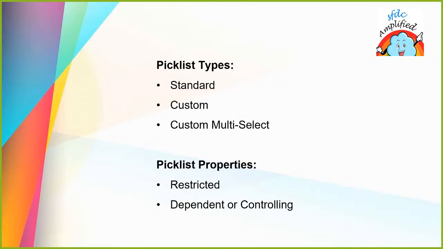Often we get confused about the picklist types and picklist properties. We have three types of picklist: standard, custom, and custom multi-select, and the properties are restricted, dependent, or controlling. I hope that after this session, the picklist types and picklist properties are clear to you and you get a better understanding of each one of them.